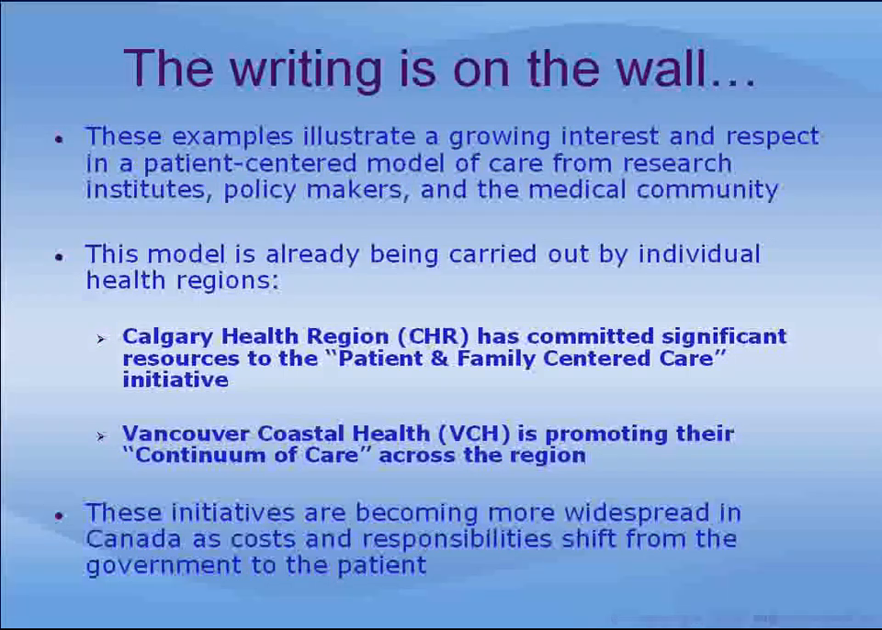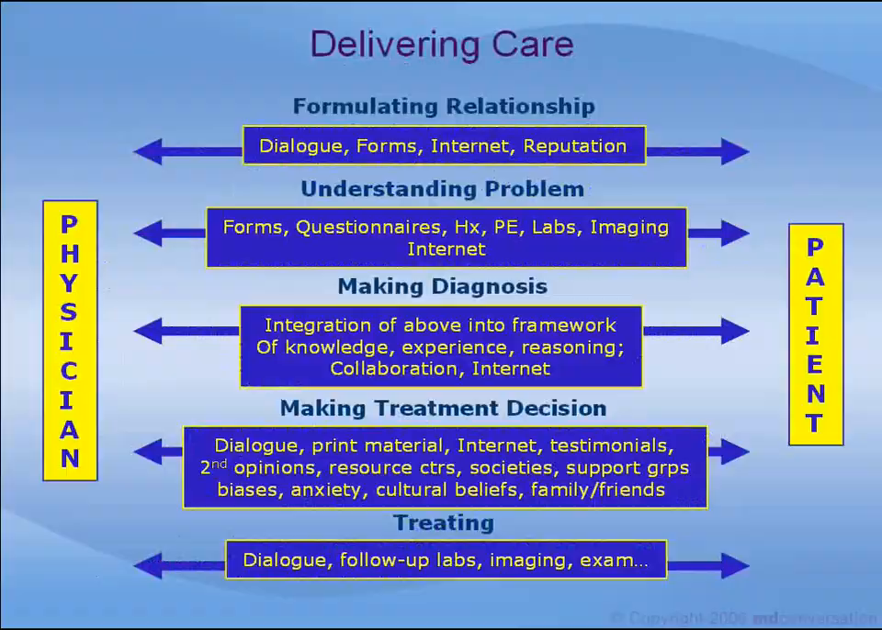As an example, in Calgary, the CHR has developed what's called the Patient and Family-Centered Care Initiative, and I know firsthand that they're pouring a lot of resources into developing this. And the Vancouver Coastal Health Authority is also promoting their continuum of care, which is another patient-centered care model. This slide is busy.